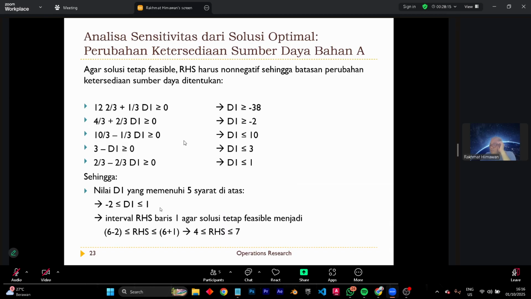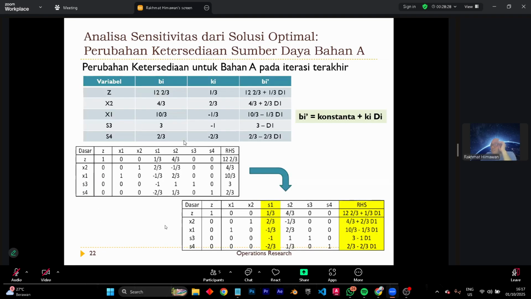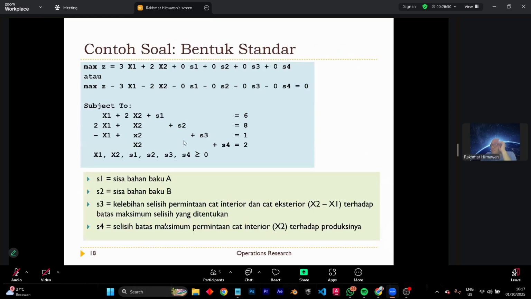Now, if we put D back into the RHS, which is 6. Where is it? Here, this is 6. The maximum capacity of raw material A is 6. We want to know the range. If we want to add or reduce, how much can we do it? This is the range.